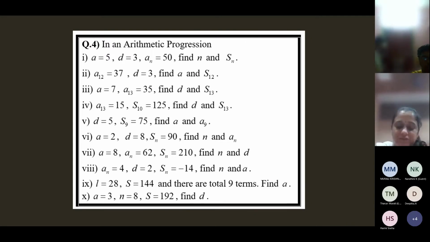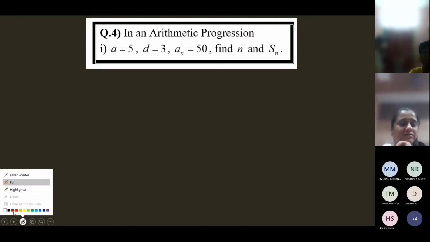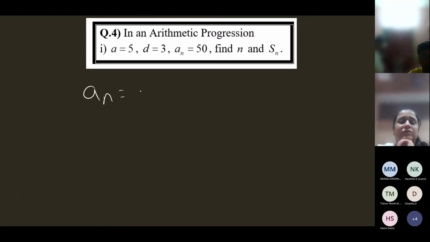See the first one. Now, let's understand how you can find whatever is asked. The question is find n. Now, an is equal to what, children? An is equal to 50, right? So, under an, what can you write? What is an? A plus n minus 1 into D, ma'am. This is 50.